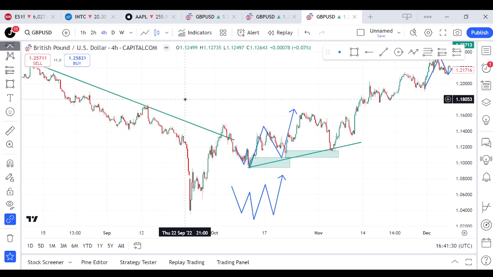No strategy is complete without proper risk management. Always ensure that your potential reward is greater than your risk. Ideally aiming for at least a 1:2 risk to reward ratio means if you're risking 50 pips on a trade, you should aim for at least 100 pips. Never risk more than 1 to 2% of your account on any single trade. Adjust position sizes according to your stop loss distance so that you are not overexposed in volatile markets.